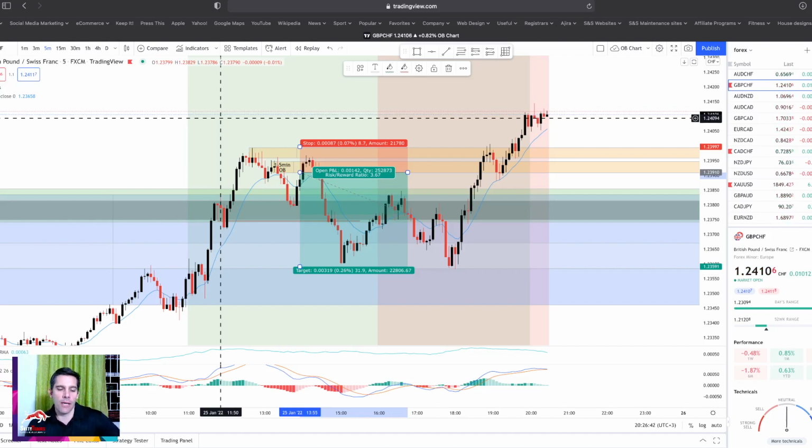So yeah, feeling good. I am pushing. I am doing everything I can. So let's hope we can get this My Forex Funds challenge done first time round.